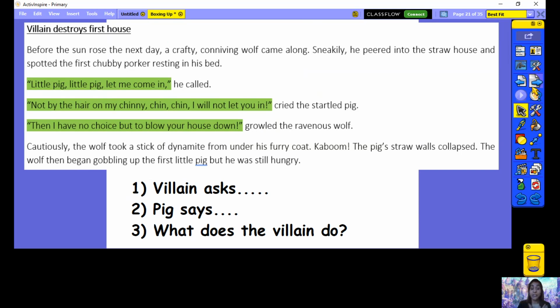Okay, so in this section, the villain asks to be let into the house. The pig says, not by the hair of my chinny chin chin, so he's saying absolutely not, refusing there. And then the villain gets out a stick of dynamite in this story to destroy the house.